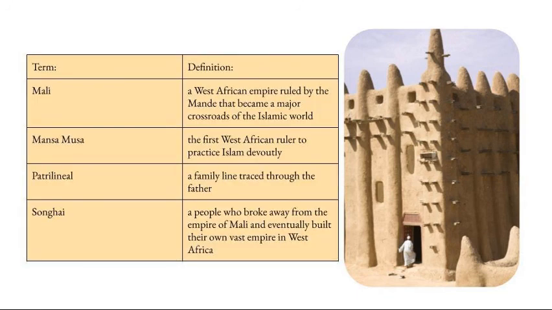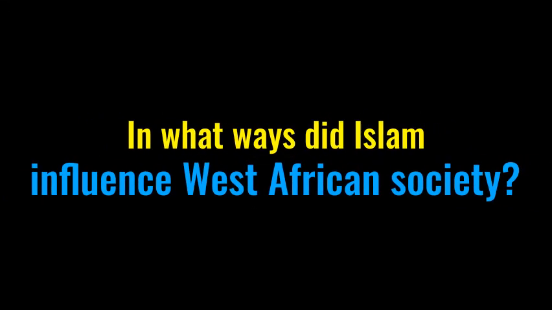All right, guys. So going back to the vocab, you've got 4 of them. They are Mali, Mansa Musa, patrilineal, and Songhai. And again, that question, in what ways did Islam influence West African society?